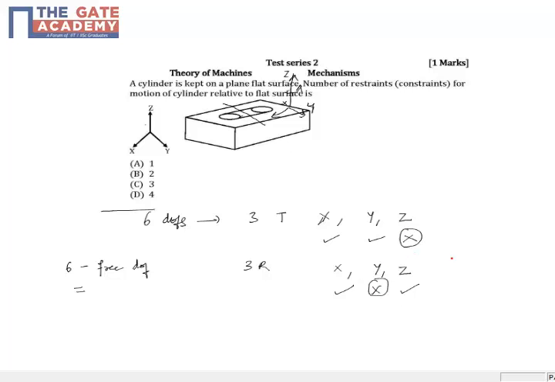Okay, so directly you can say 2 from here, or if you look at the number of things allowed, that is 4, so 6 minus 4, even in this way you can say, so 2 is the answer. So it is a constraint basically for the translation along the z and rotation along y axis.